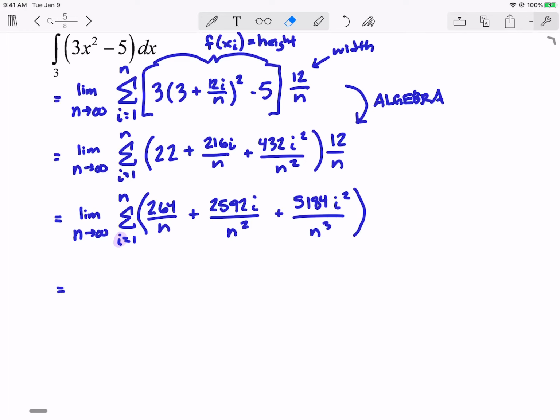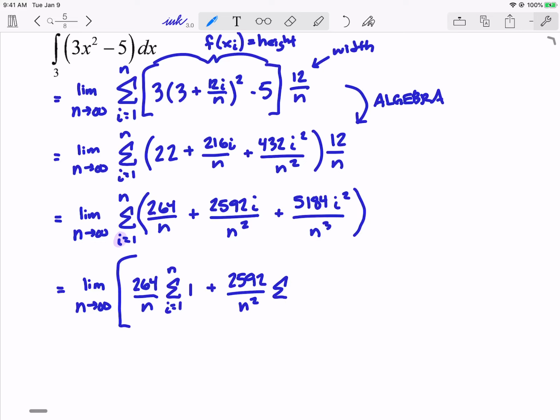Well, let's rewrite the limit. Limit n goes to infinity. So I'm going to just do a big old bracket because now I'm going to write three separate summations. So for this first term, 264 over n, neither of those things has an i. So I can pull them out of the summation. And what I'm really left with is just the summation of 1. Then I have plus 2,592 over n squared, but now I still have the pesky i on the inside. And for the last term, I'm just going to have an i squared on the inside of the summation. But I can pull out the n cubed.